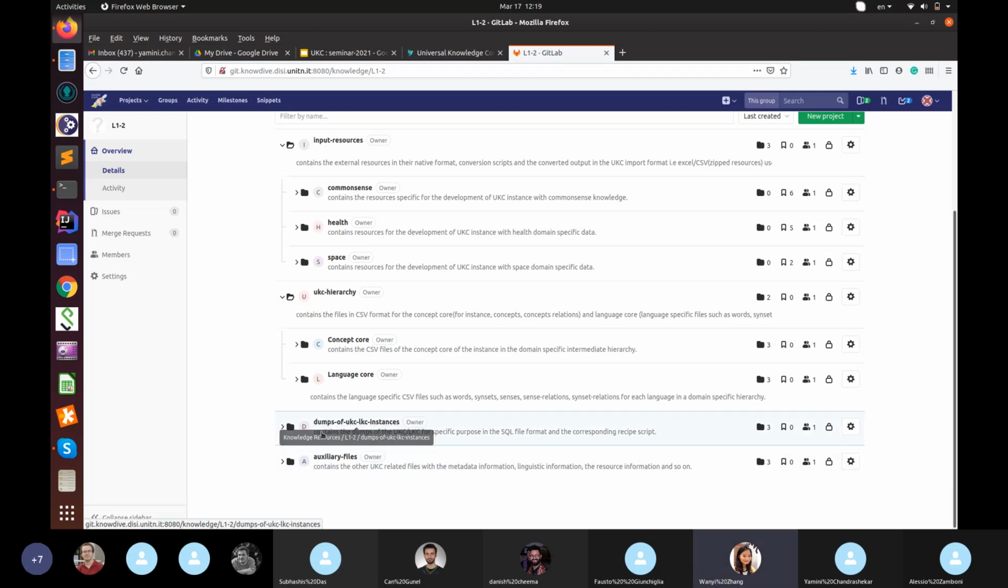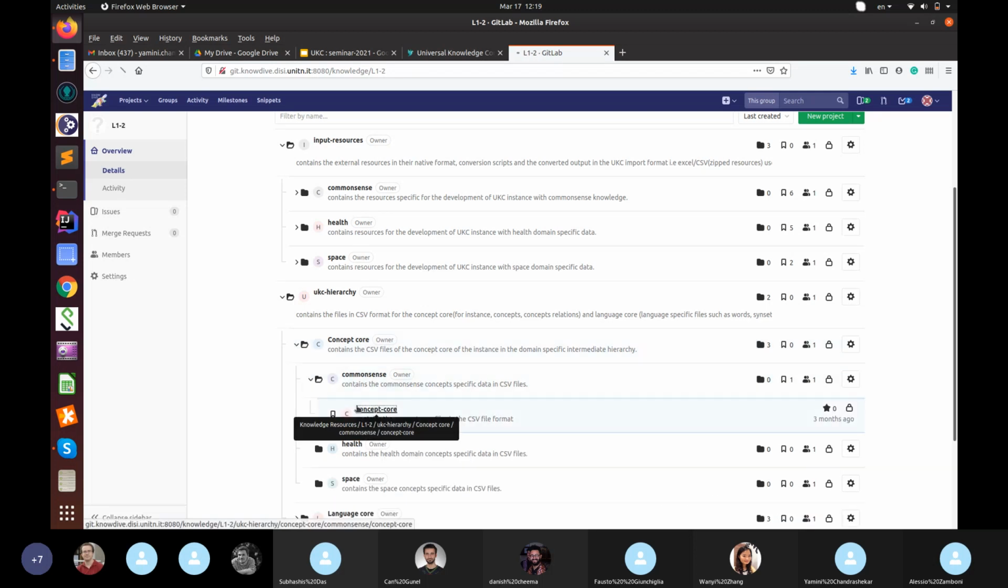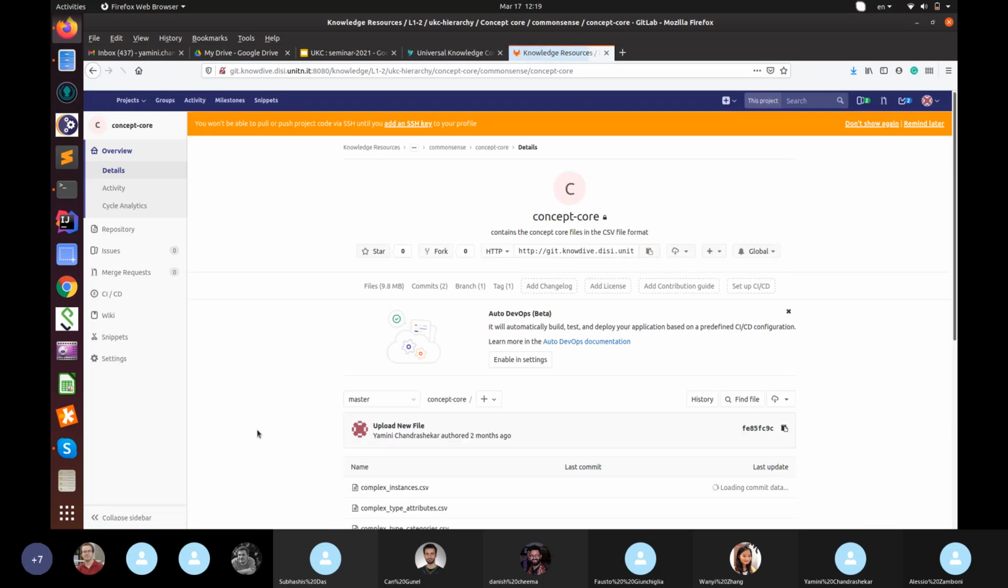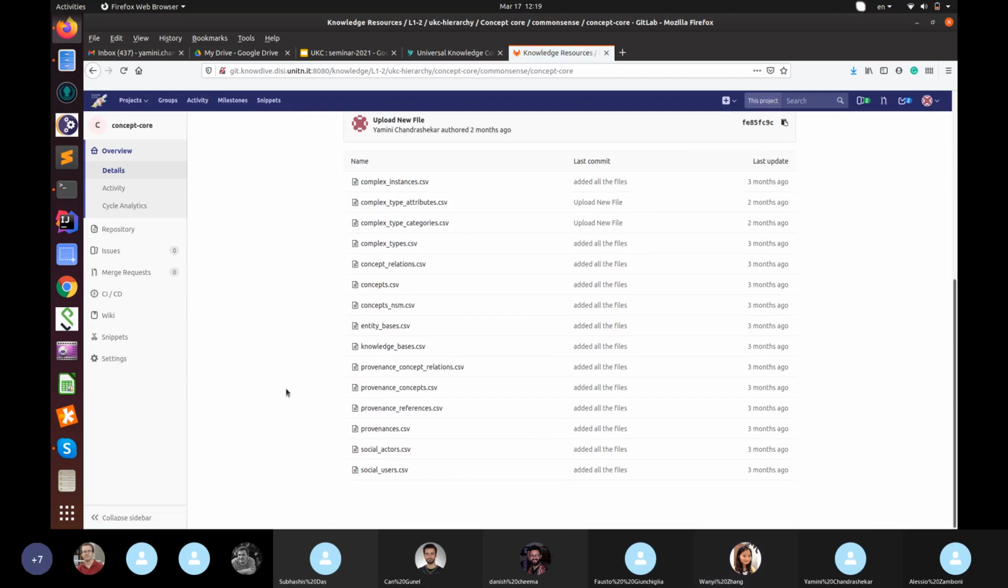When you're looking for information in terms of the concepts, you can actually go through this. The concept core contains CSV files which follow the structure of the database. For instance, we have the concepts, which contain the global concept ID, the local ID, and the label it is connected to.